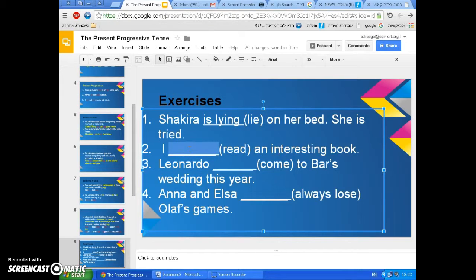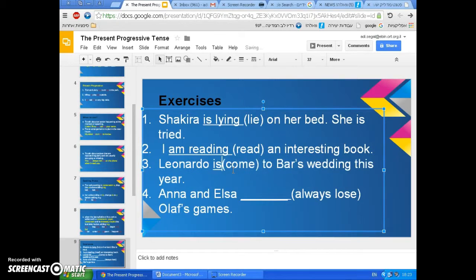An interesting book. So I am, this is the right be verb, reading. Again, ing must come at the end of the verb. Leonardo, he is coming to Bar's wedding this year. And come ends with an E. That's why we drop the E and we add ing.